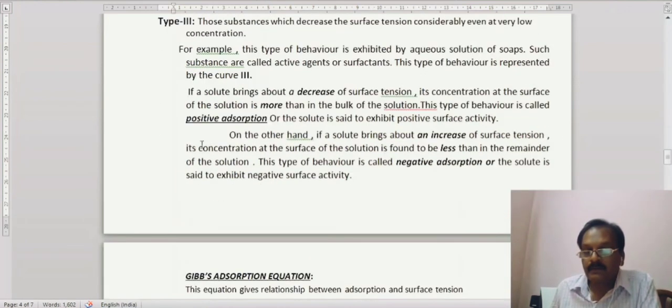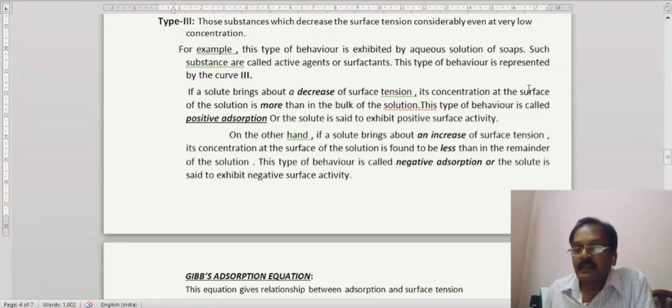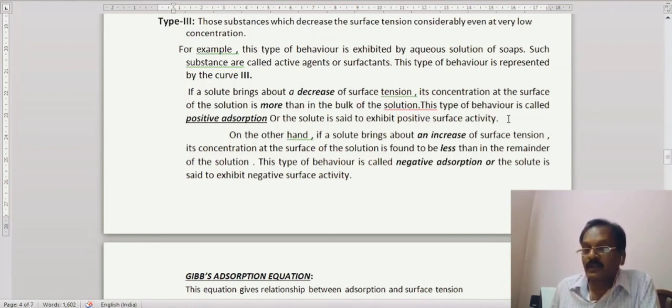Now, if a solute brings about a decrease in surface tension, its concentration at the surface of the solution is more than in the bulk of the solution. This type of behavior is called positive adsorption, or the solute is said to exhibit a positive surface activity. As I showed you, in positive adsorption the solute molecules adsorb on the adsorbent. Here also the same is observed, so this type of solution shows positive adsorption.